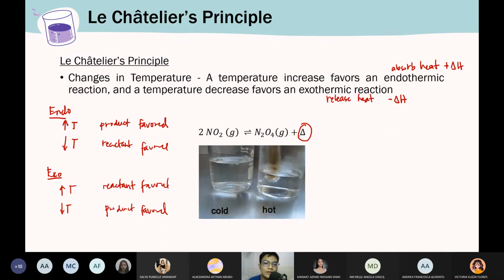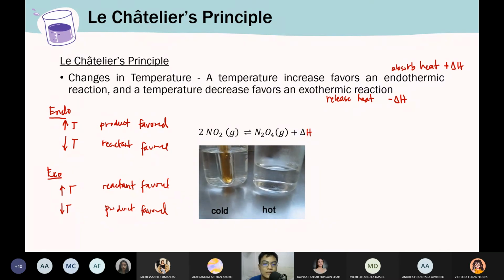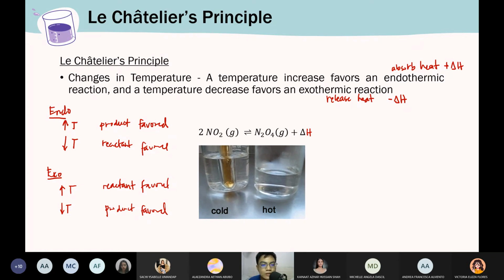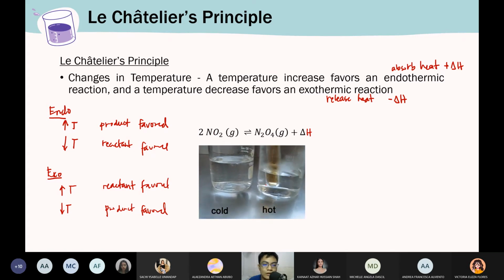So for example, this is an exothermic reaction. Pag exothermic, yung delta H nasa right side. Okay? Yung heat nasa right side or negative yung delta H. So if I increase the temperature, what will happen? So let's look. Yung nitrogen dioxide, it's brown. But when I put it in hot water, ano nangyayari?